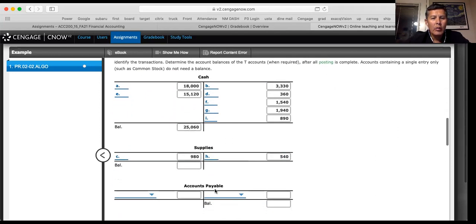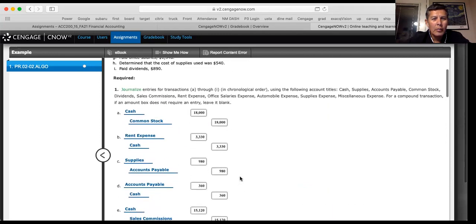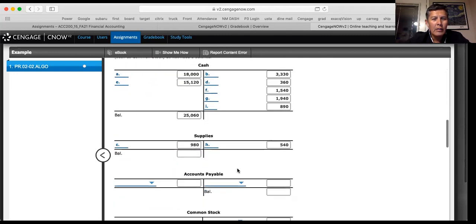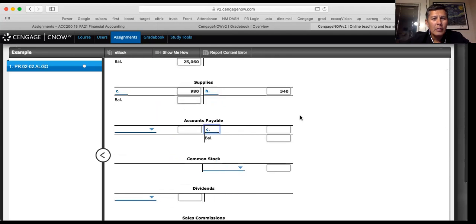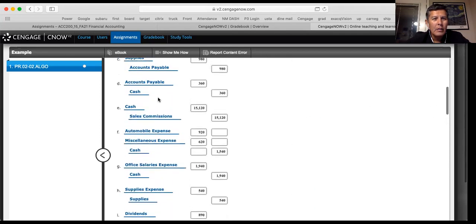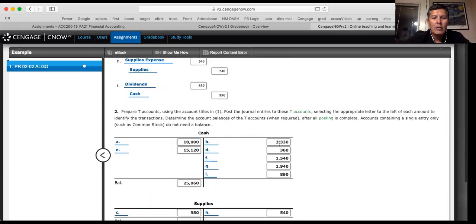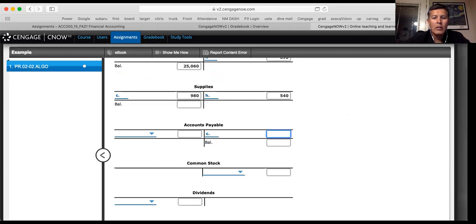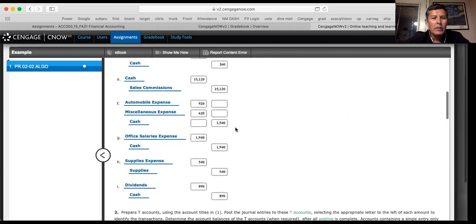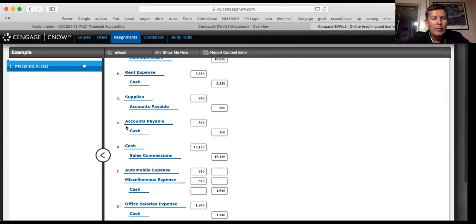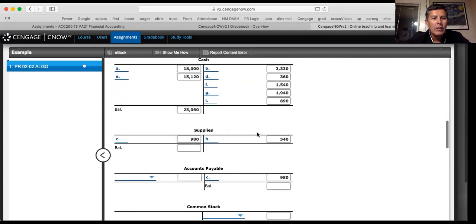Okay, good. Now I'm looking at accounts payable. I'm going back up here. Accounts payable, A, nothing. A, B, C. Oh, there's a payable right there. Accounts payable 980, and it's a credit. I think it was C. Let me double check. Yep, C 980. Then C, D, no payable. Oh, accounts payable right there, 360. D, accounts payable 360. Okay, perfect.